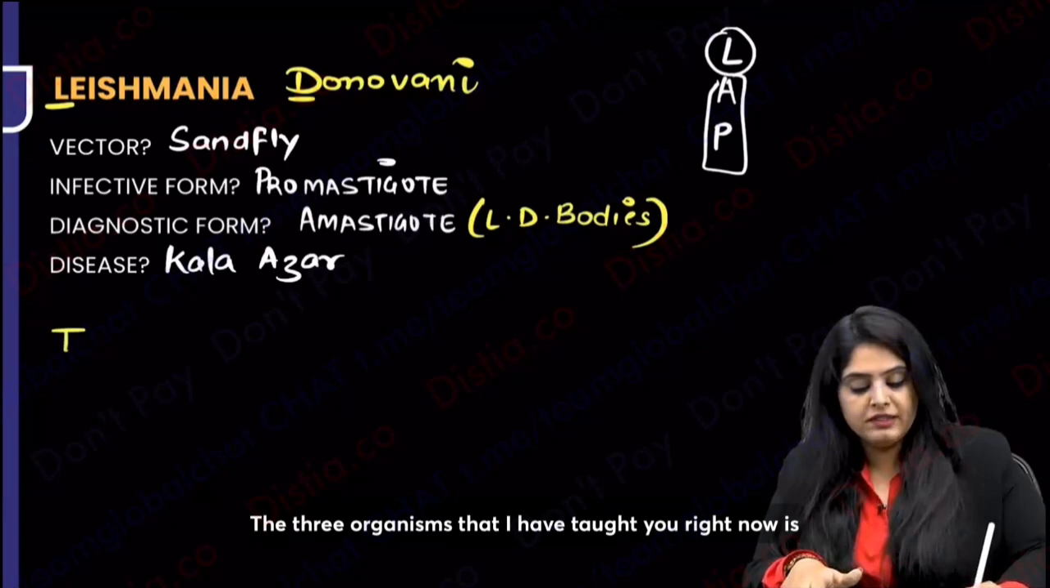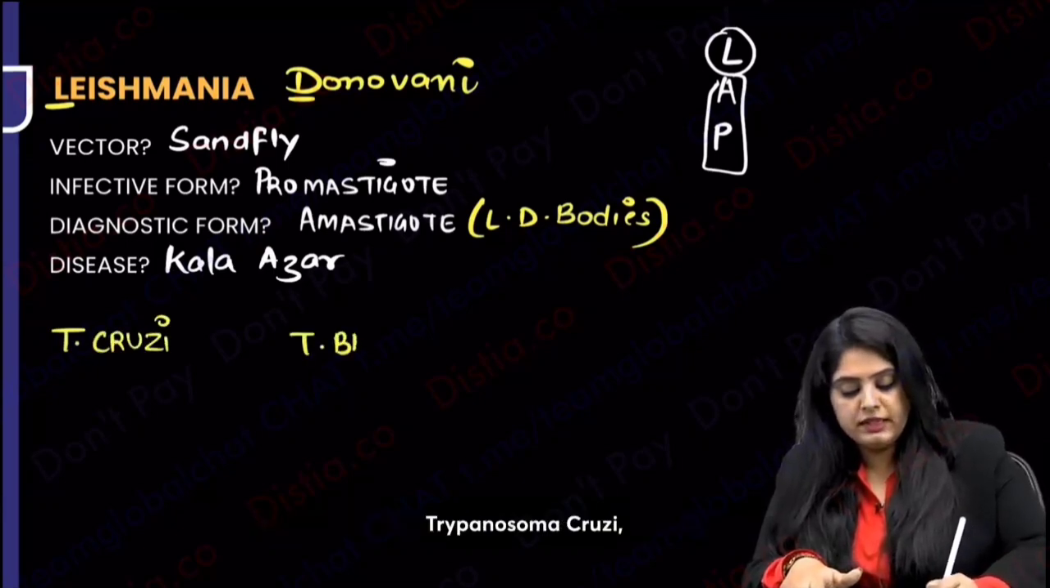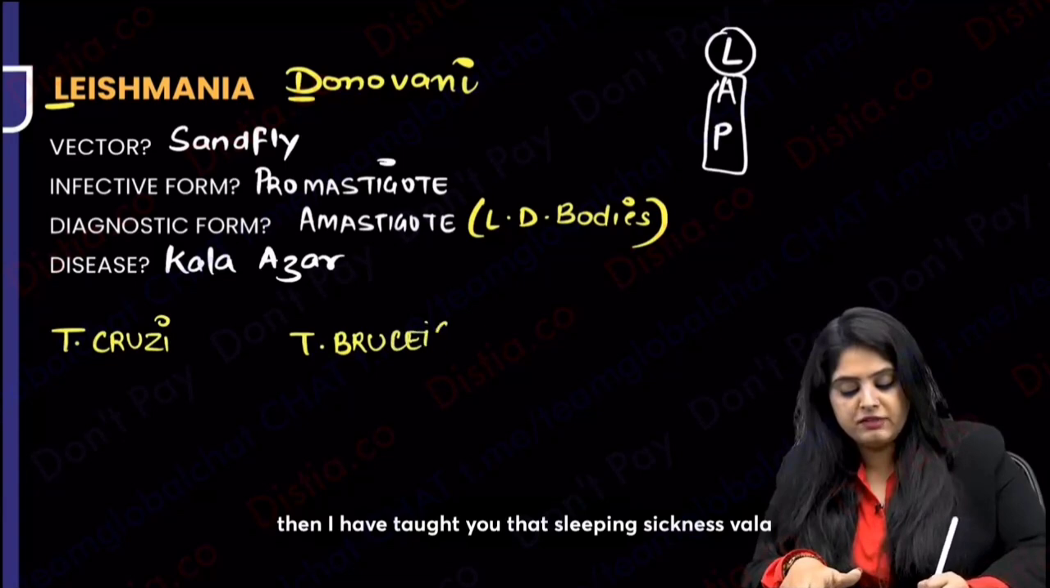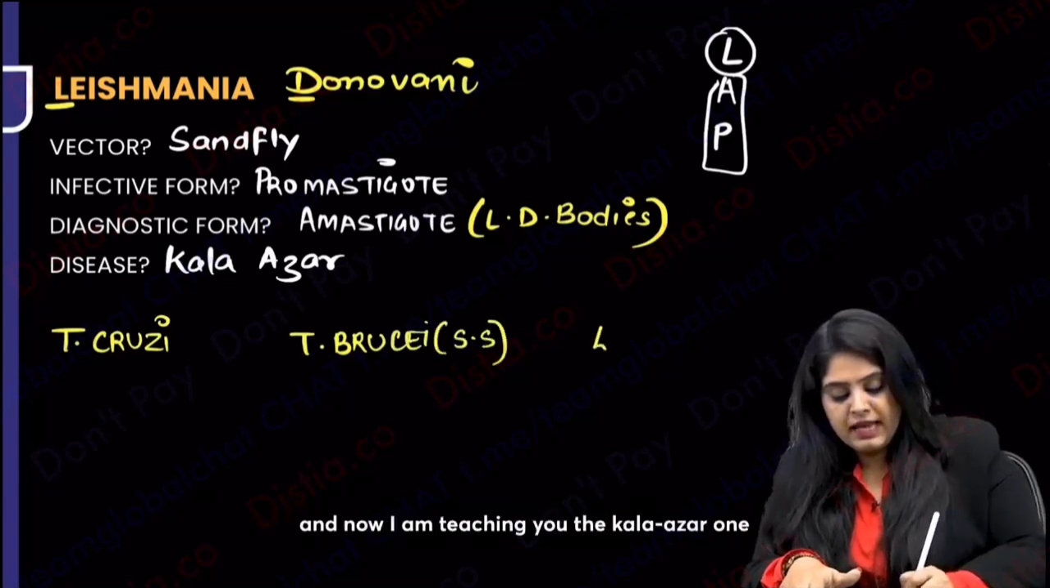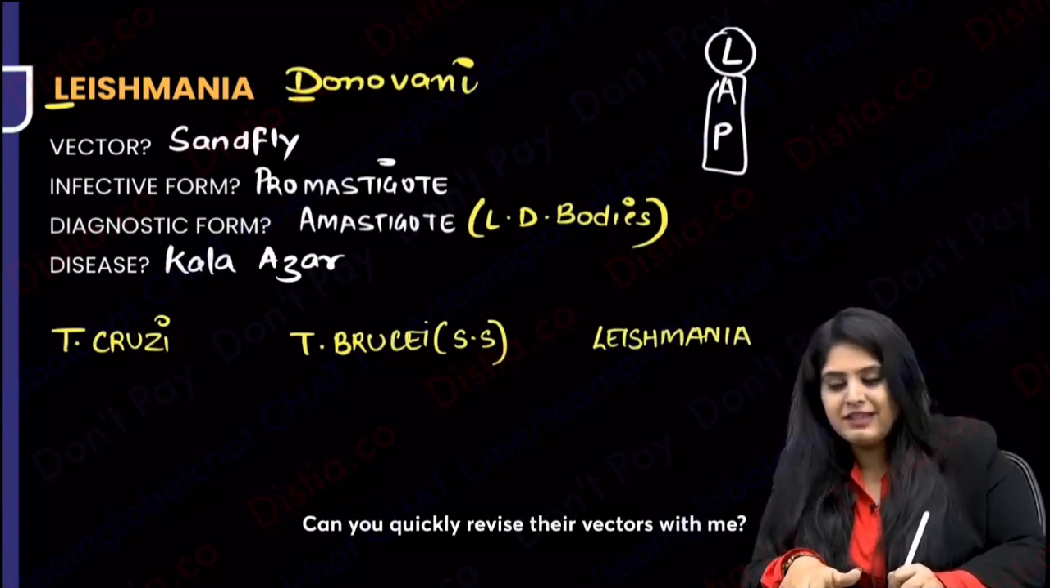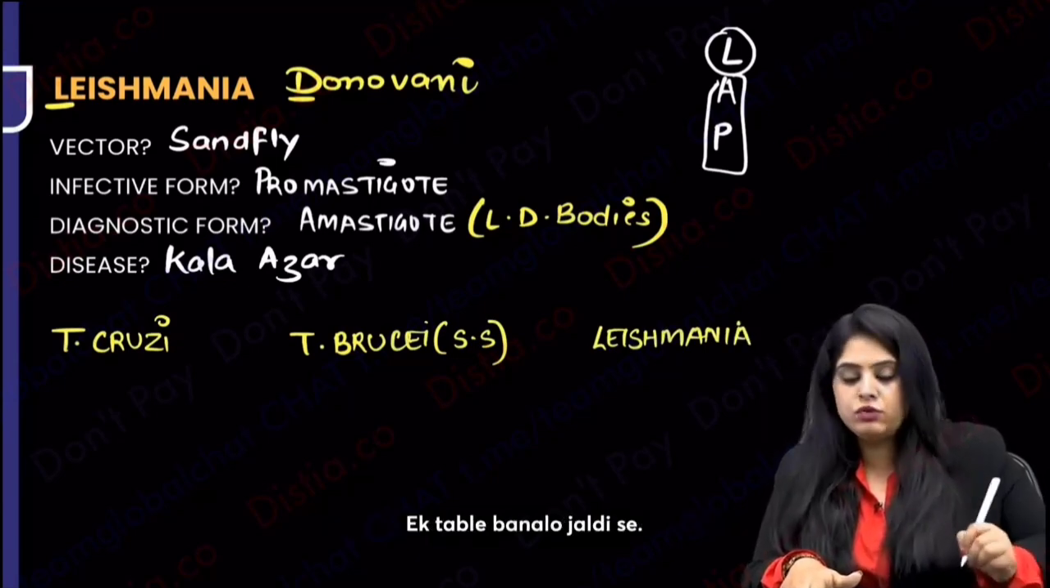The three organisms that I have taught you right now are Trypanosoma cruzi, then sleeping sickness, Trypanosoma brucei, and now I'm teaching you the Kala Azar one, that is Leishmania. Can you quickly revise their vectors with me? Make a table quickly.